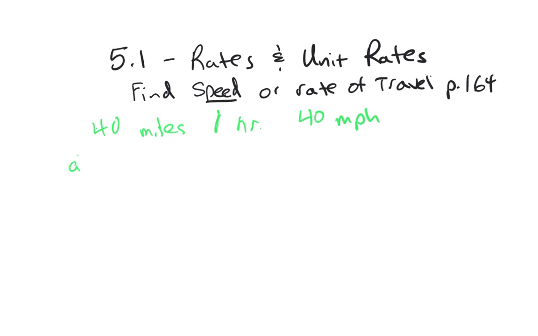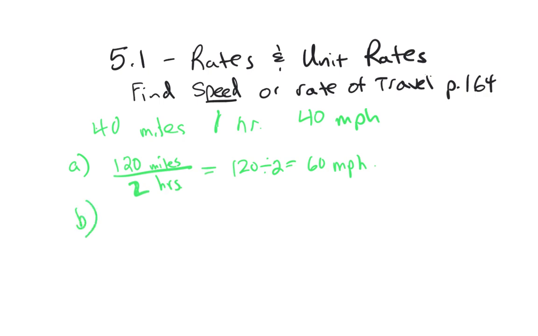Now let's look at problem A on page 164. A car traveled a distance of 120 miles in 2 hours. Find the speed of that car. Well, the distance is 120 miles and the rate is 2 hours. So all I have to do is divide or simplify that. I've got 120 divided by 2, which is equal to 60 miles per hour. Easy cheesy.